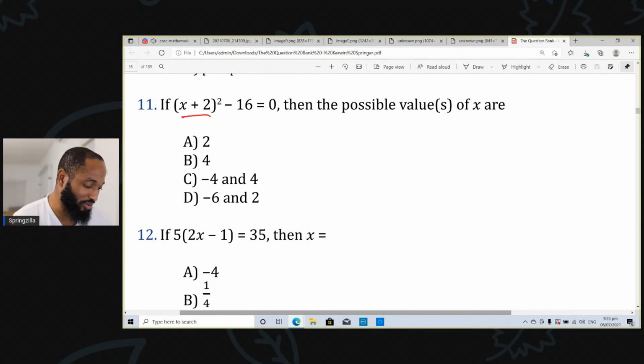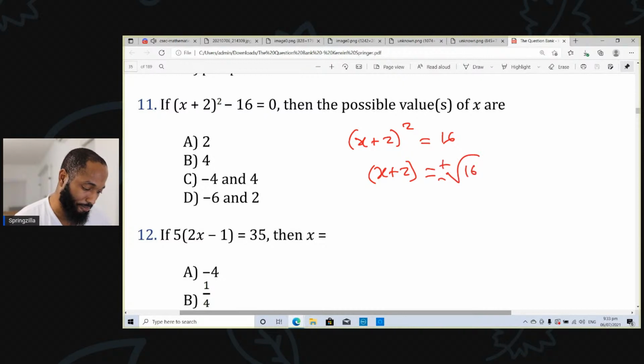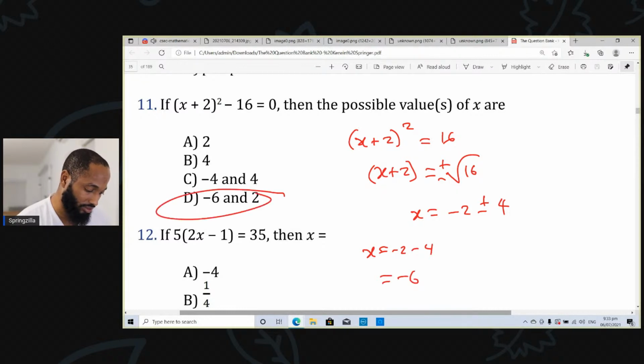If x plus 2, all squared, equals 16, then the possible values of x. Okay, so this is the ending of completing the square. Bring it across. Get the plus or minus square root. The square root of 16 is 4. So x is either equal to -2 minus 4, which is -6, or x is equal to -2 plus 4, which is 2.